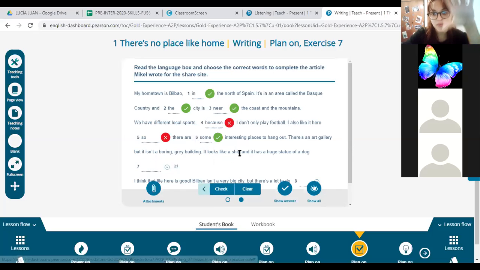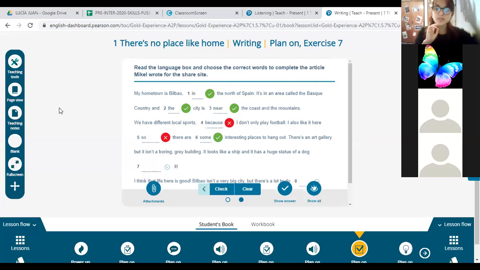Okay, so here we have to think in cause and consequence. We have two ideas. We have different local sports. I don't only play football. What comes first? Because we have different local sports, I don't only play football, or because I don't play football, the people have different sports? What comes first?